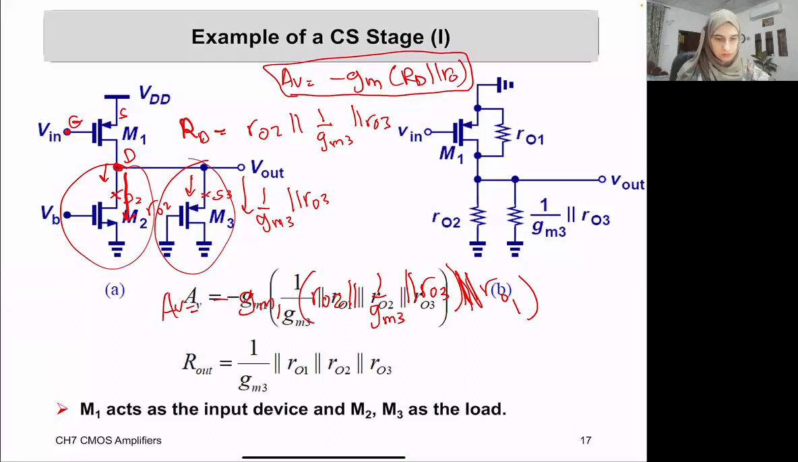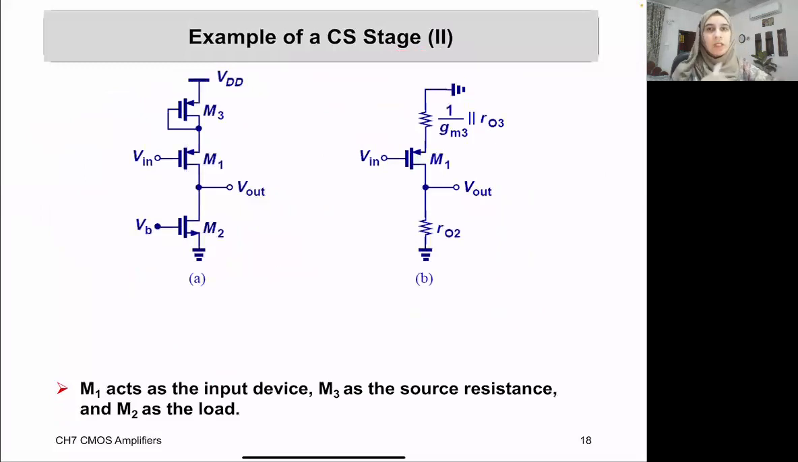If you were asked about R out, it will be 1 over GM3 in parallel with the R out 1, in parallel with the R out 2, in parallel with the R out 3. This means from V out, if you look up, you find R out 1. If you look on this one, it's R out 2. And if we look here, it's 1 over GM3 in parallel with the R out 3. With respect to V out, they all appear in parallel with each other. And that's what we are seeing here in the relation of R out.